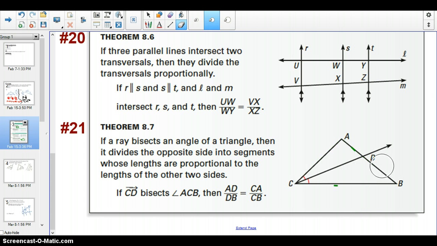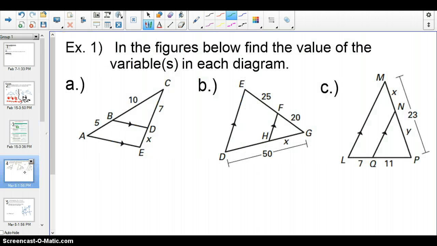Okay, it's not working. All right, let's look at our first example. So here we have a bunch of parallel lines, and we're going to use our proportions in these parallel lines. So in my triangle, I have BD is parallel to AE, which means that 10 divided by 5 must equal 7 divided by x, looking at what we just saw. So if you do some math, x is 3.5.